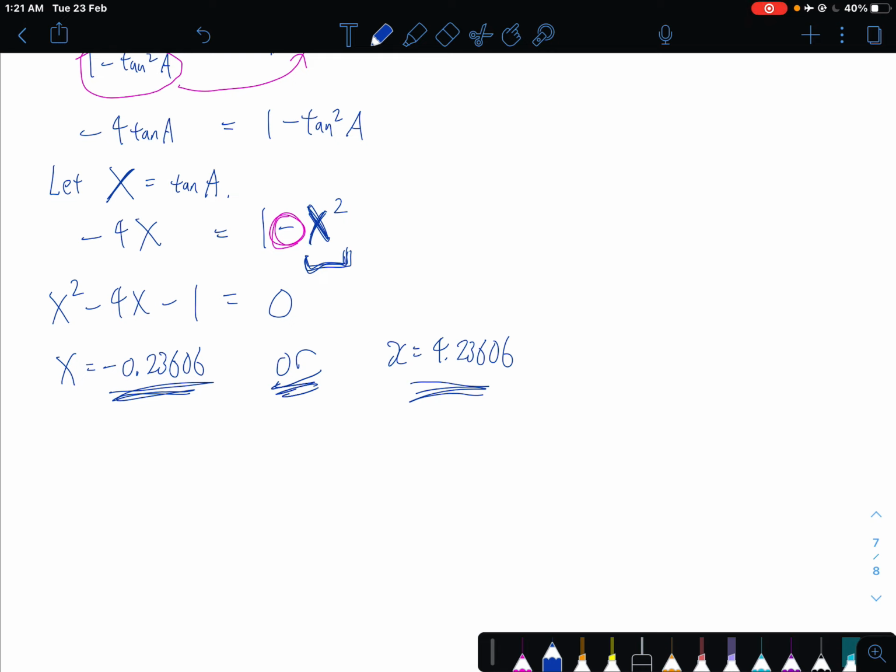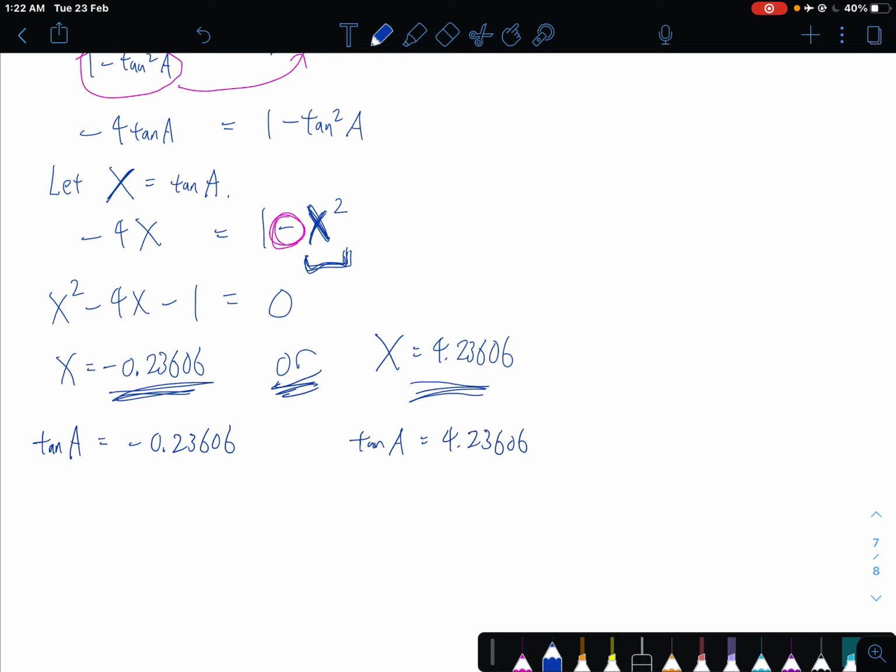Are we done? No. Why? Because x is actually tangent A, and we are trying to solve for A. So let's just copy that down. Substitute the x with A. Sorry, I should have been consistent and used capital X. I used a curvy x just now. But okay, be consistent, right? Have to be consistent.